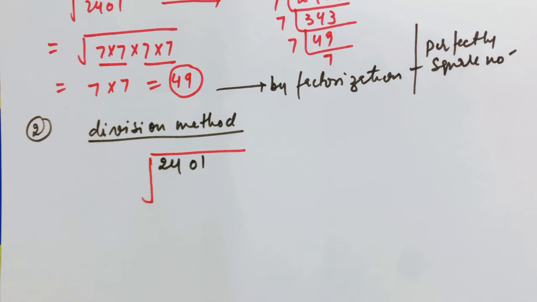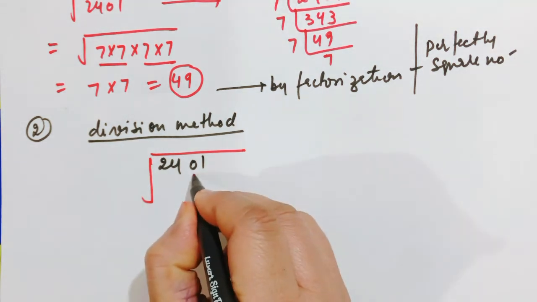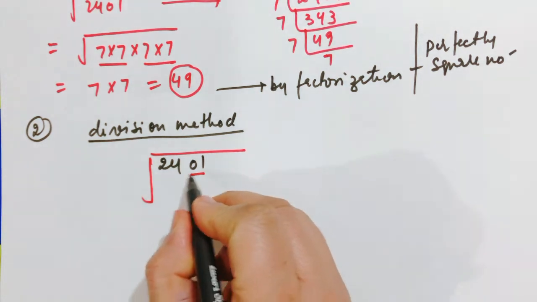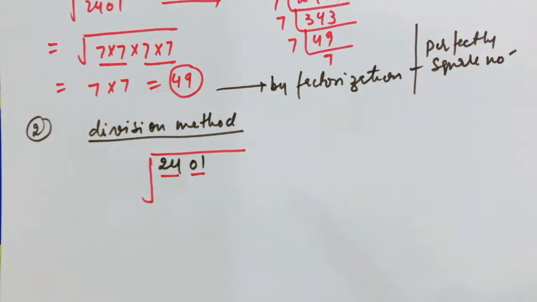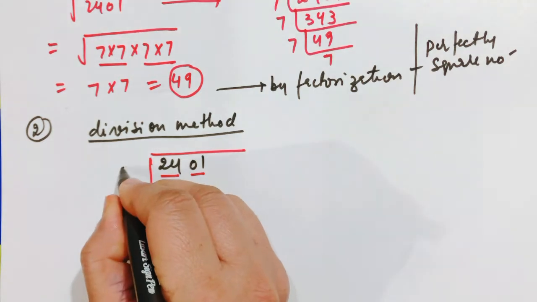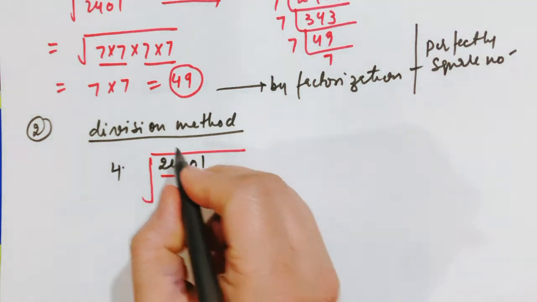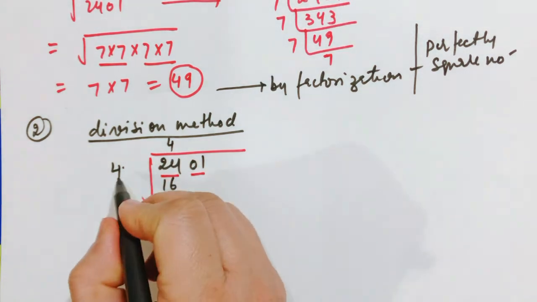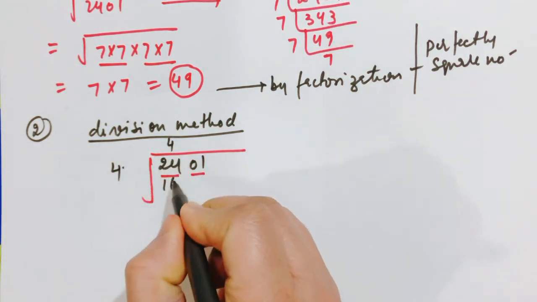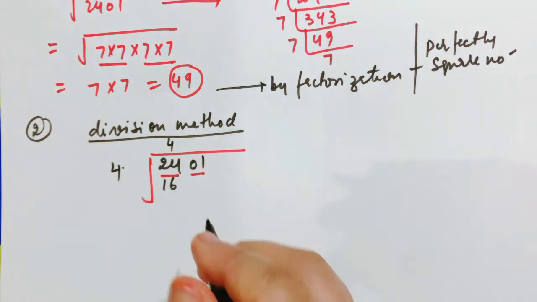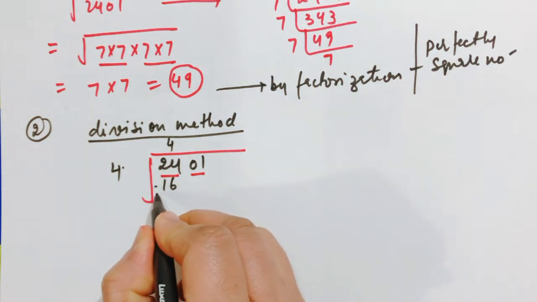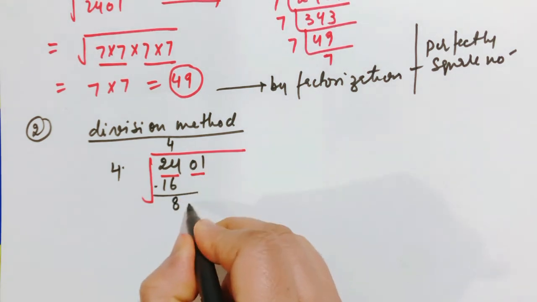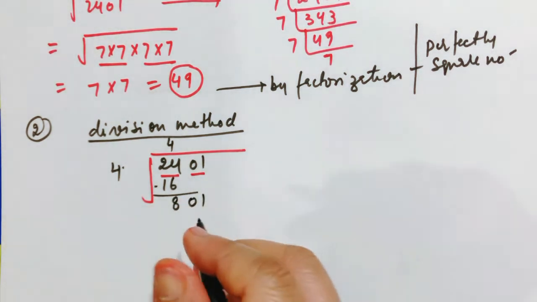Okay, what we do, the first thing is we group in pairs from back. After we group in pairs from back, we will choose a number. For example, I will choose 4 so that 4 4s are 16. We will multiply with the same number. We cannot choose 5 because 5 5s are 25. Okay, so here when you subtract, what will you get? Here you will get 8 and this 0 1 will come down together.